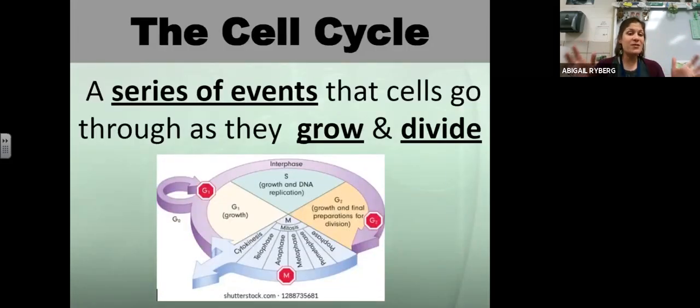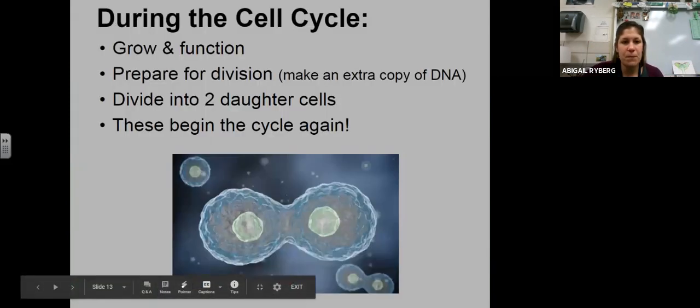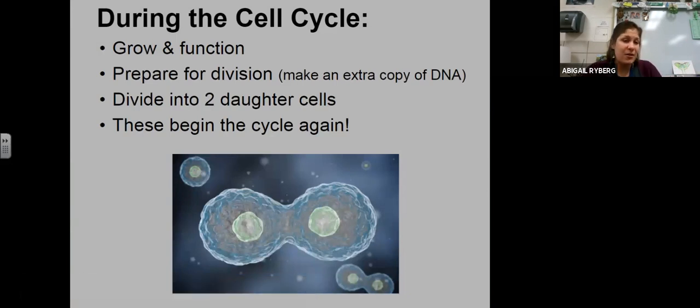Okay, so when we look at the cell cycle, we're looking at a series of specific events that our cells go through as they grow and divide. So all of our cells right now are at one of the phases of this cell cycle. During the cell cycle, cells are going to grow and function like a normal cell. Then they're going to prepare for division. And remember, in order to prepare for division, they're going to replicate the DNA.